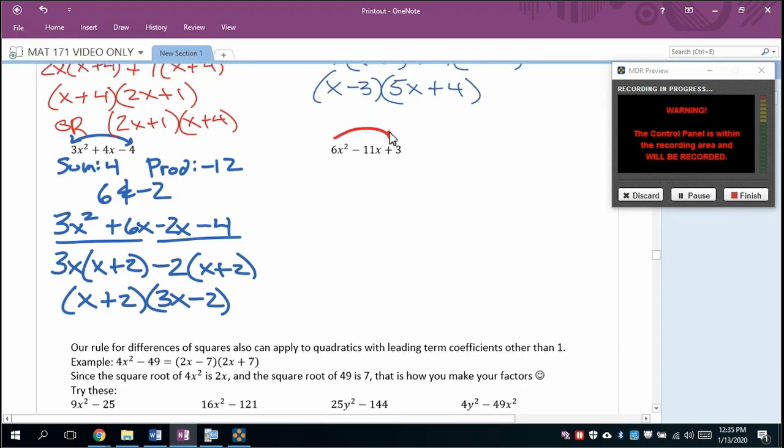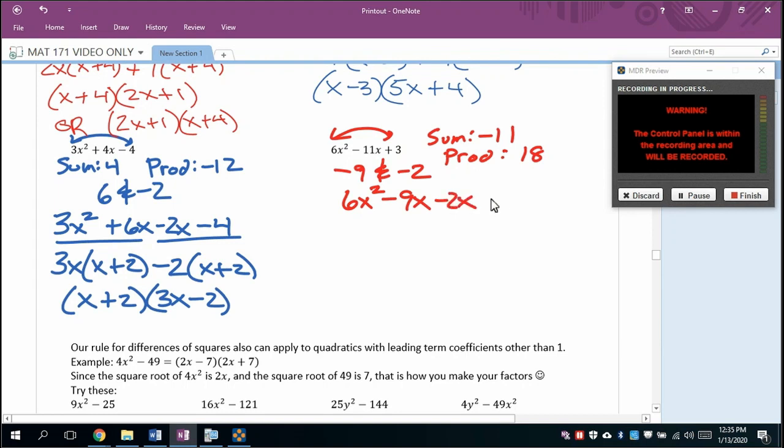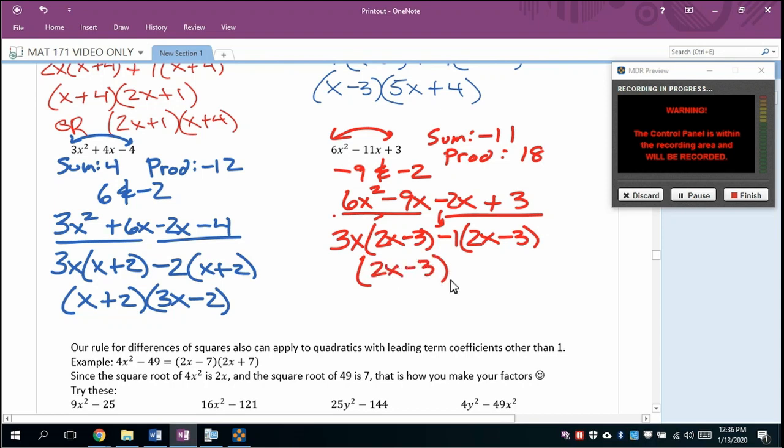So for this last one, I need two numbers that have a sum of negative 11 and a product of 18. And they will be negative 9 and negative 2. 6x squared minus 9x minus 2x plus 3. We factor by grouping again. Let's see, that'll be 3x, and that's 2x minus 3. And since this is negative, we'll take a negative 1 out. That will be 2x minus 3. So 2x minus 3, and 3x minus 1.